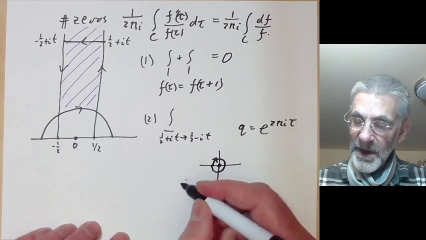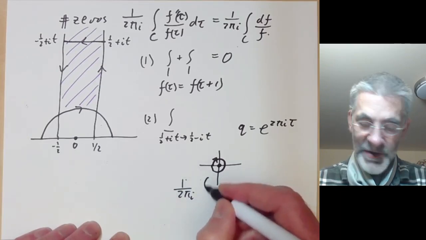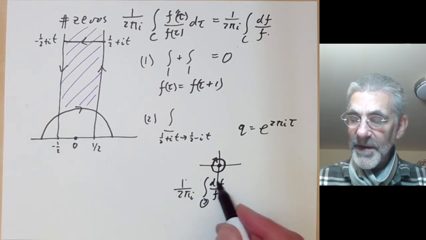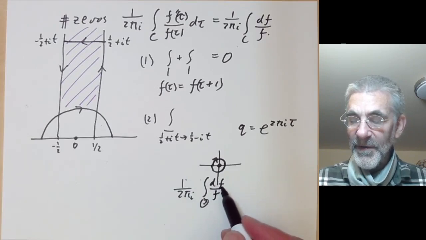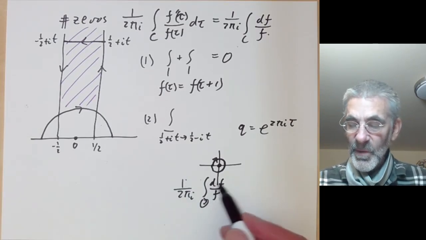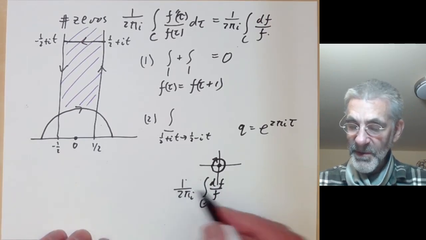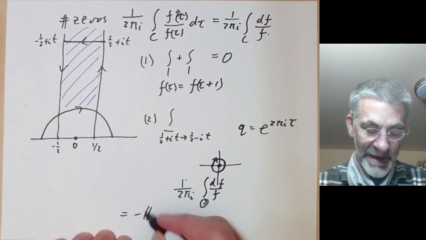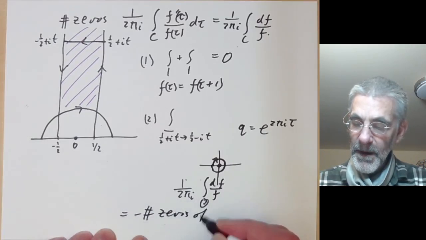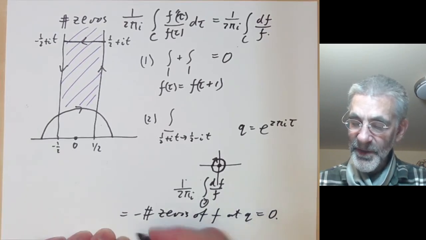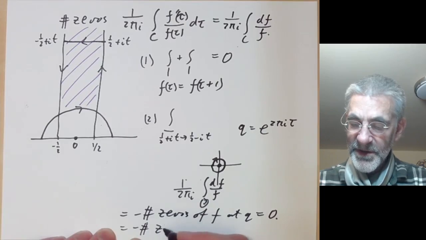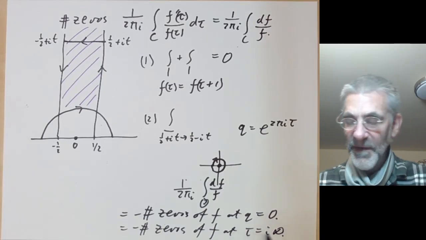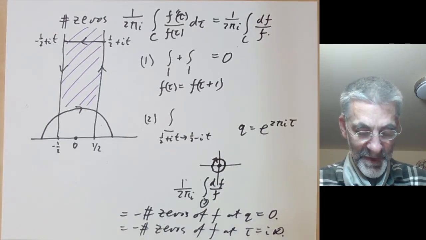So we want 1 over 2 pi i of the integral around this little circle of df over f. And this is just equal to the number of zeros of f at q equals 0 when f is considered as a function of q, or rather it's minus that because we're integrating clockwise rather than anti-clockwise. So this is equal to minus the number of zeros of f at q equals 0, which is minus the number of zeros of f at tau equals i infinity, because we define the number of zeros at tau equals i infinity to be like that.